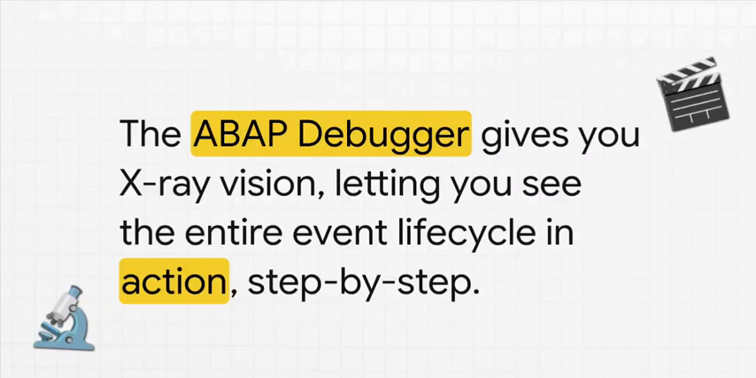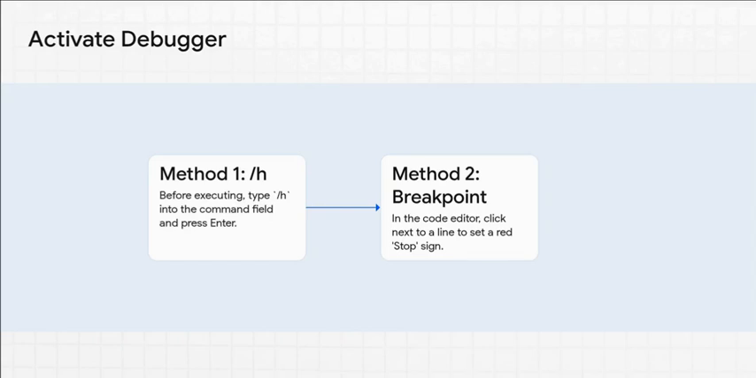It lets you literally pause time and walk through your program step by step, watching each one of these events trigger one after the other. And turning on this X-ray vision is super easy. The quickest way is just to type /H into the command field right before you hit execute. Poof, you're in the debugger. Or, if you want to stop at a specific spot, you can just click in the margin next to a line of code and set what's called a breakpoint. Either way, you're in control.